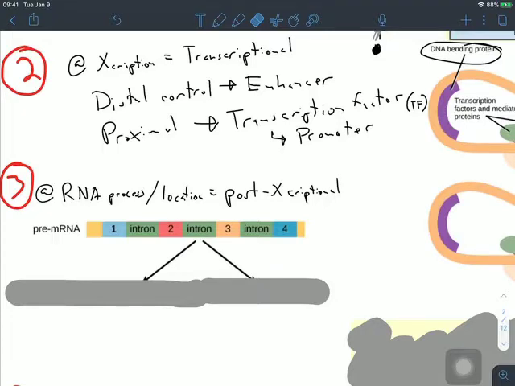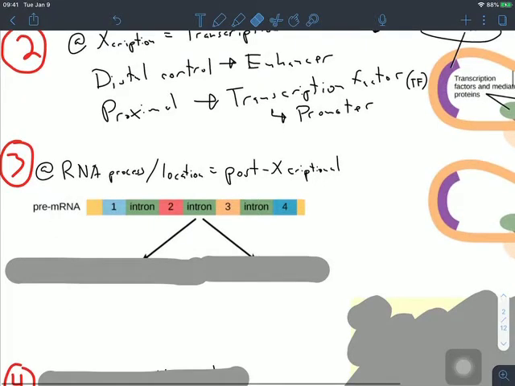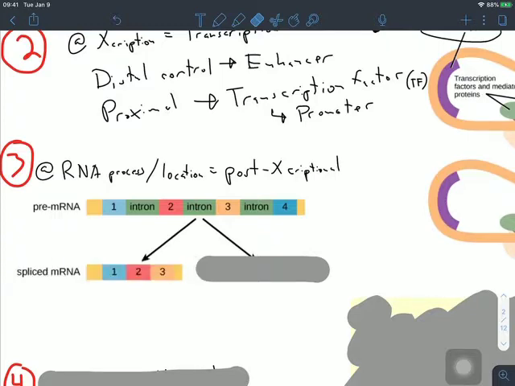Well, if you have your pre-mRNA with 4 exons, exons 1, 2, 3, and 4, in one spliced product, you might find exons 1, 2, and 3. In another spliced product, you might find exons 1, 3, and 4. These two different splice versions are called gene isoforms.